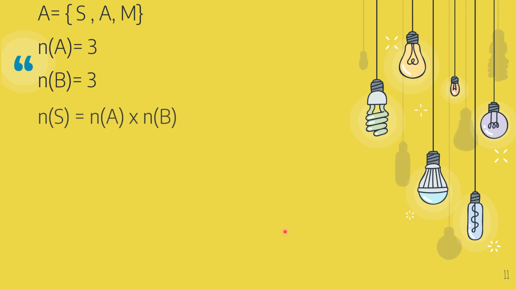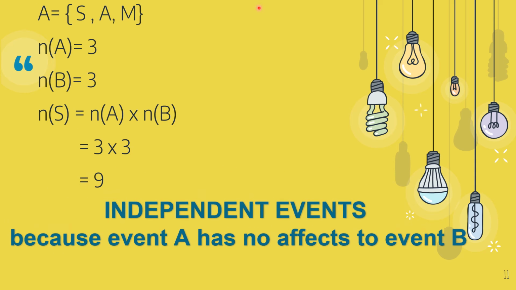So how many sample spaces are there? So n(A) multiplied with n(B), so 3 times 3, so we have 9 possible outcomes. Okay, so this is an independent event. Look at here, event A has no effect on event B.